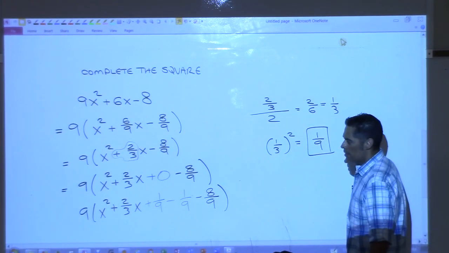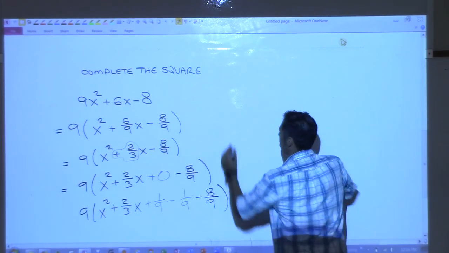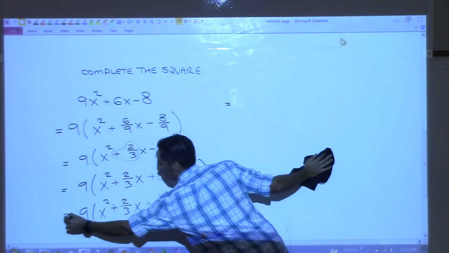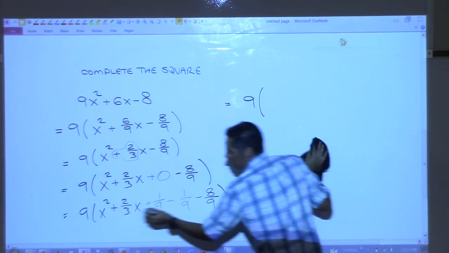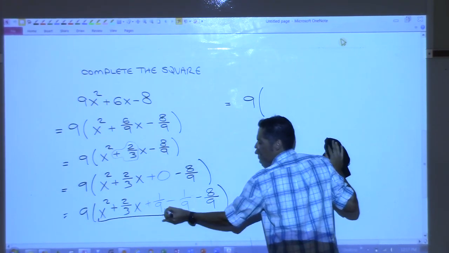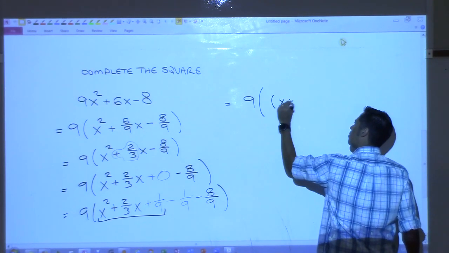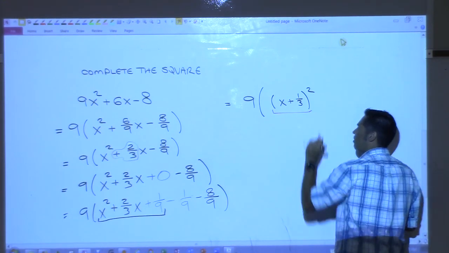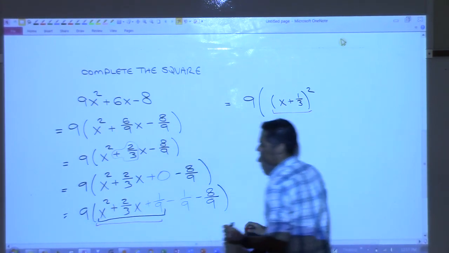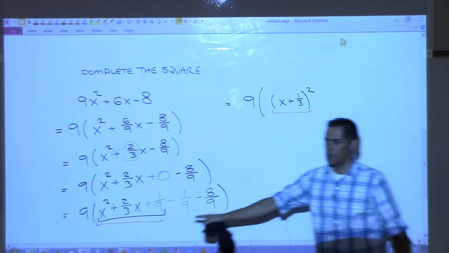Right? So if you do this, following this procedure, then your next line should be 9 out front. Then here we should have these first 3 terms are guaranteed to be a perfect square trinomial. Guaranteed. So that should turn out to be x plus 1/3 squared. Always. If you don't believe me, take it and expand it out, and you should get this.